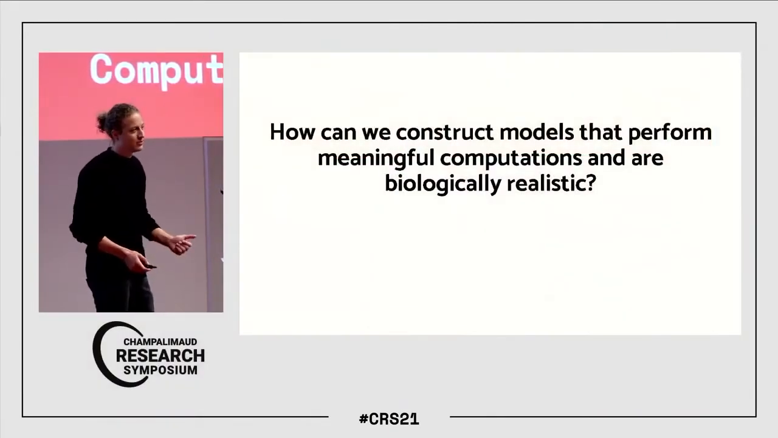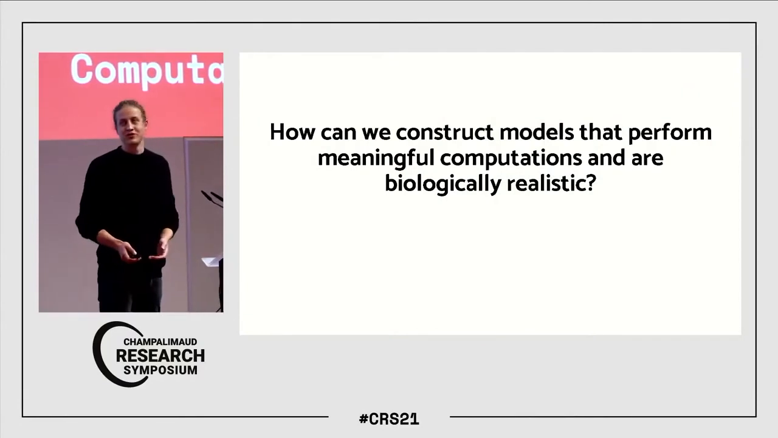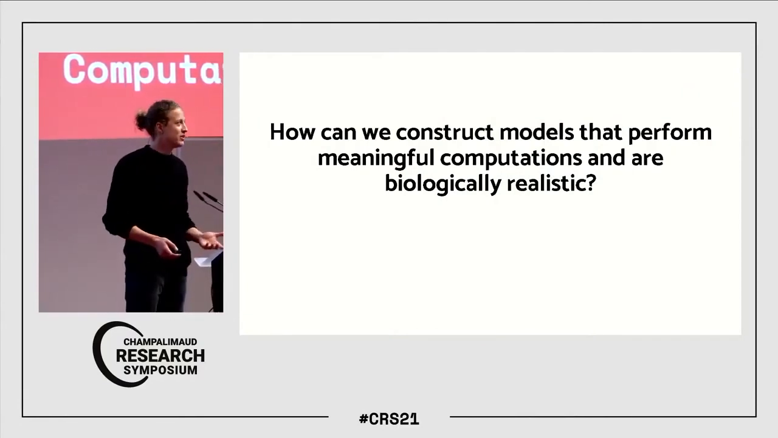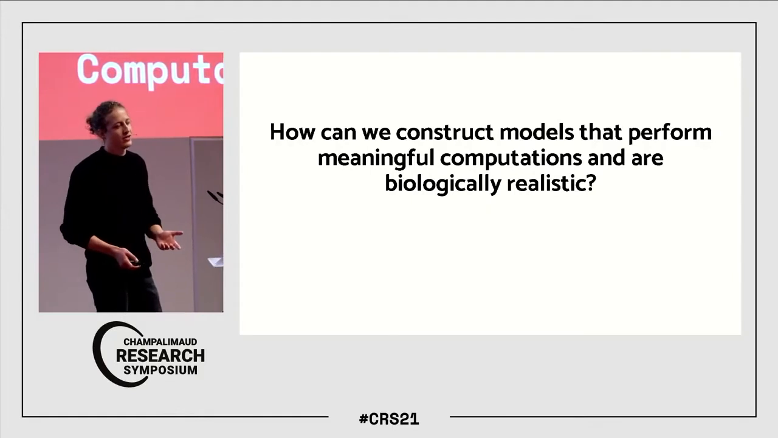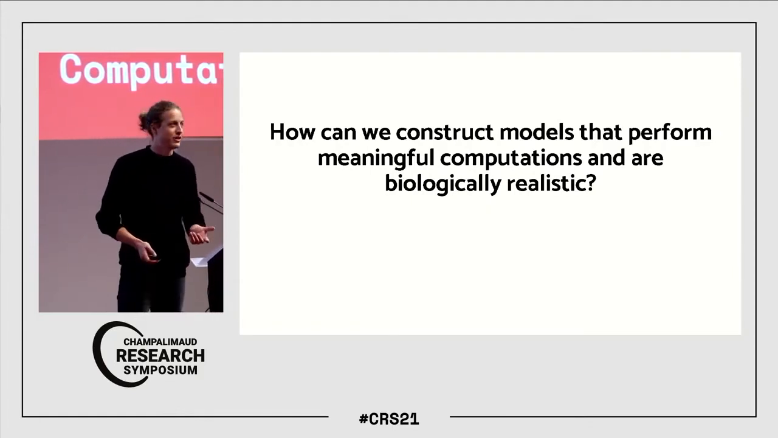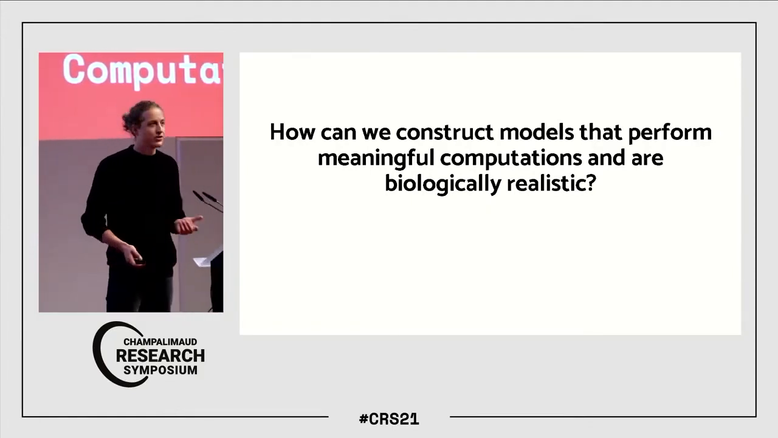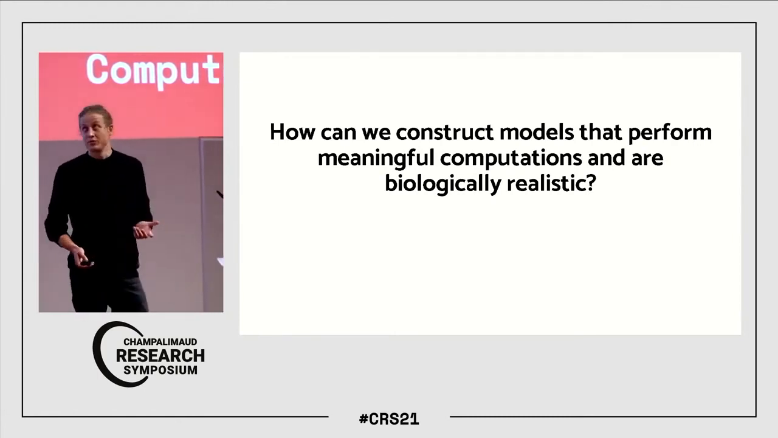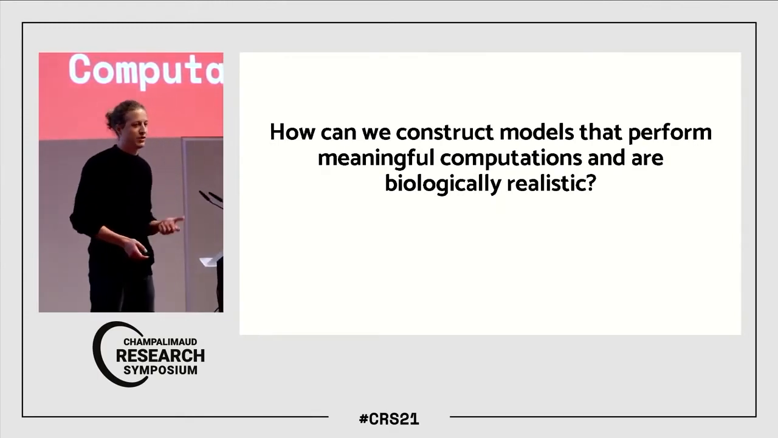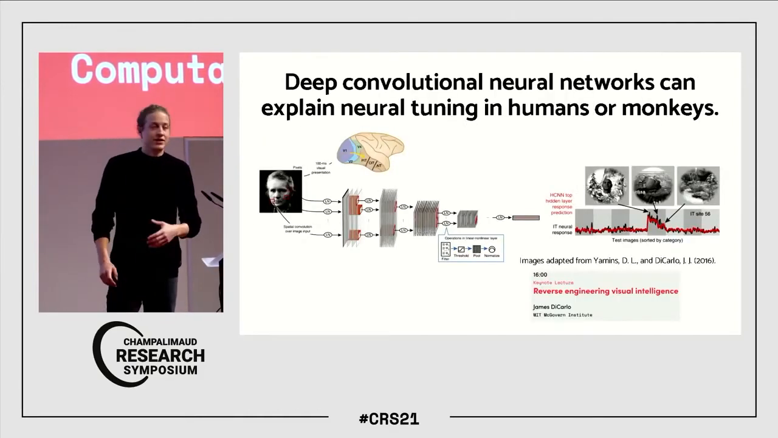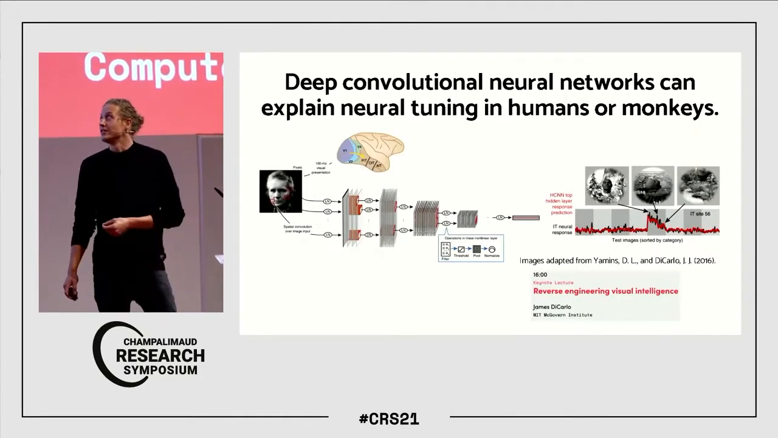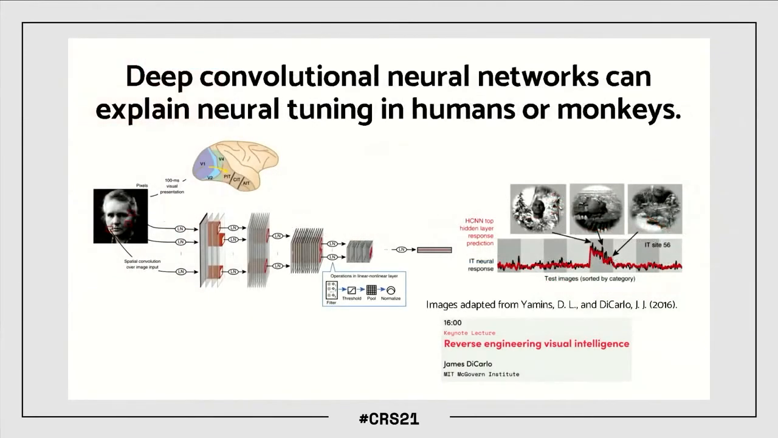Machine learning successfully provides models which perform complex, challenging, meaningful computations. And computational neuroscientists often deal with models that are biologically realistic. For us, the overarching question is how can we construct models that both perform meaningful computations and are biologically realistic. Supporting our research question is the finding that computational neuroscientists can use deep convolutional neural networks that are only trained to detect objects to explain neural tuning in higher visual areas of the monkey and the human.